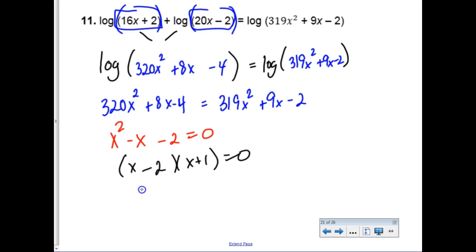So after all that work, we solve our factors. We get x equals 2 and x equals negative 1, but we got to stop and think about this. If I were to go back to any of the original logarithms, if I were to plug in x equals 2, that one's going to be fine, because look what happens. You get something positive, and definitely something positive. But what happens when you plug in a negative 1? You get 16 times negative 1 plus 2, which is negative 14. Can you apply the common log to a negative 14? No way, man. So that answer is extraneous. The only viable answer is x equals 2.